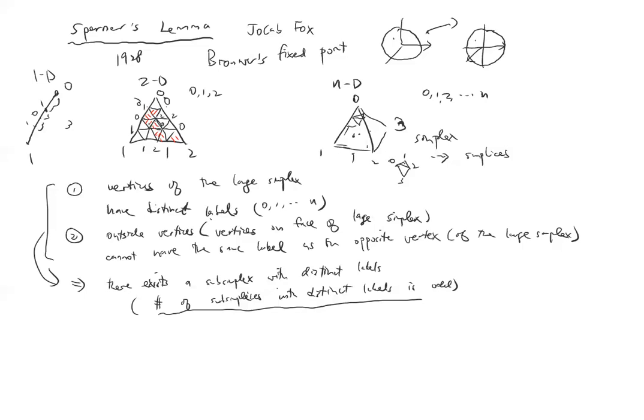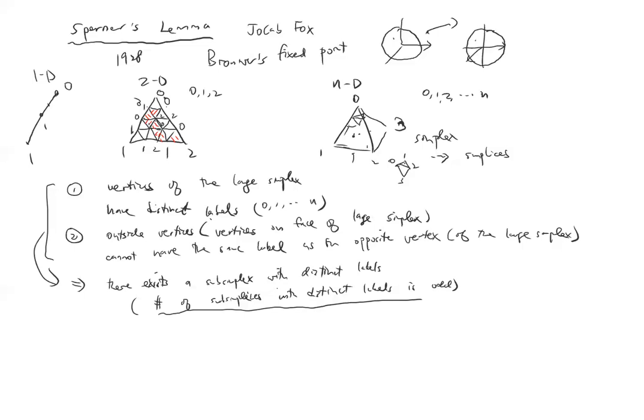For the 1D case, it's apparent that it will hold. If you consider the 1D case here, I will start with one segment that has distinct labels if I don't have any additional vertex. If I add one vertex here, I can put a 1 here. It doesn't change the number of segments that have distinct labels. I still have one segment with distinct labels.